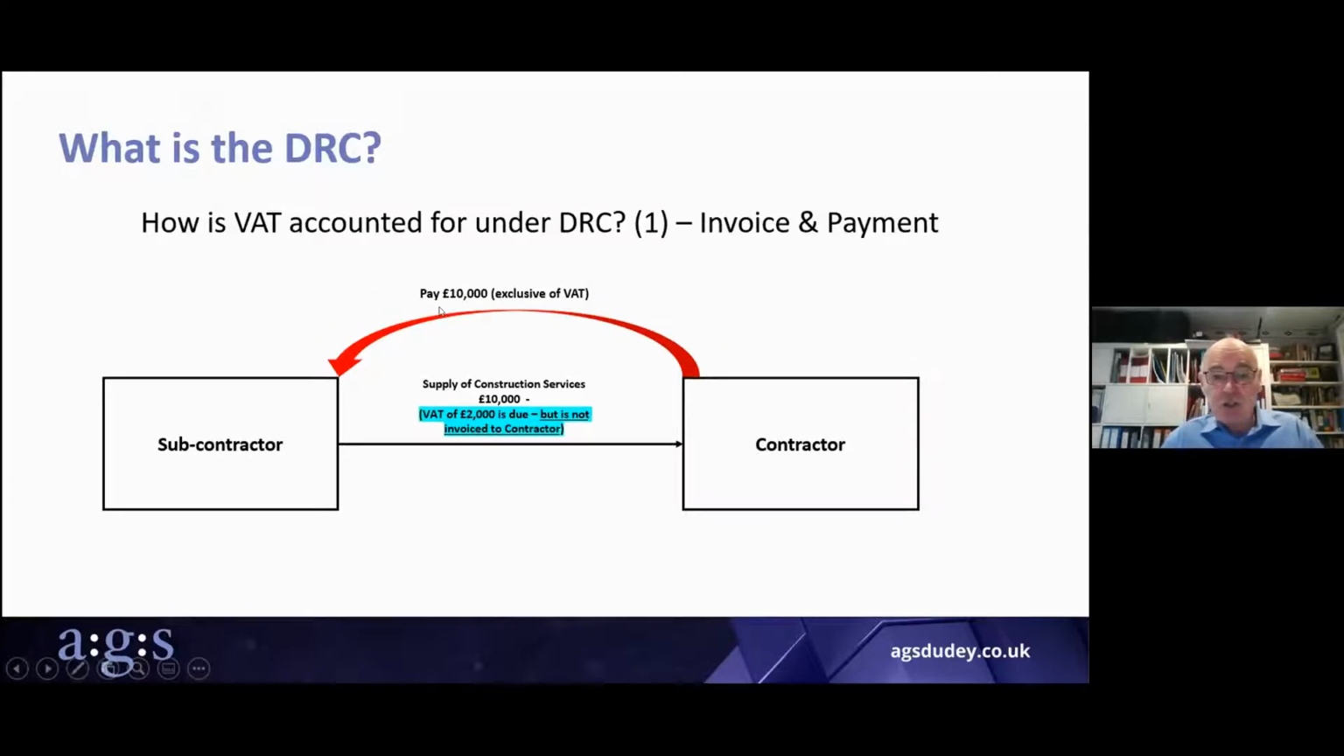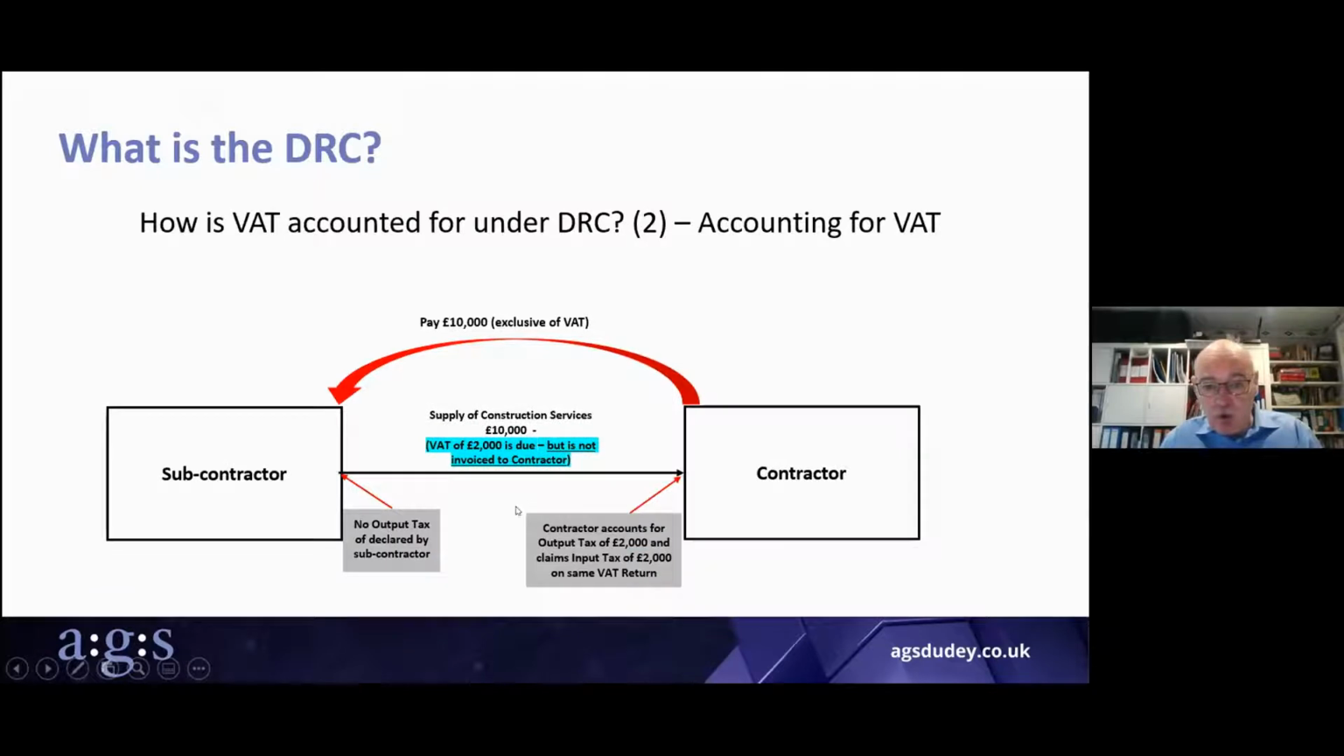The big change under the reverse charge is that when the supplier is invoiced across, it's invoiced for £10,000. Although the VAT is due, that's not invoiced. It's put on the invoice, but it isn't invoiced to be paid. So the customer pays £10,000 exclusive of VAT. And then what happens is that the supplier there doesn't do anything as regards to VAT. They don't pay it across.